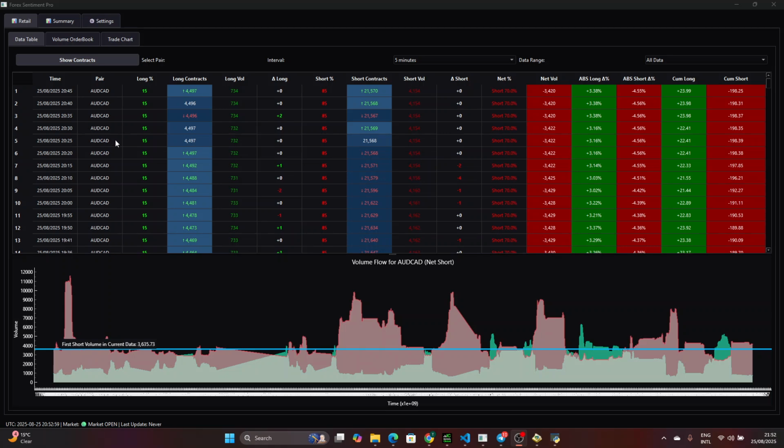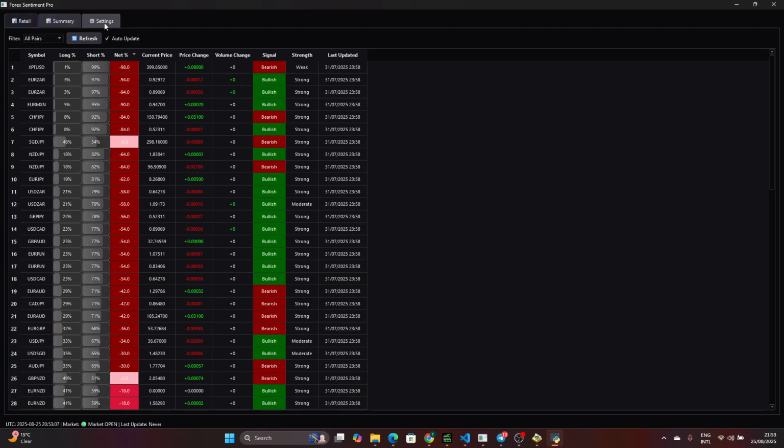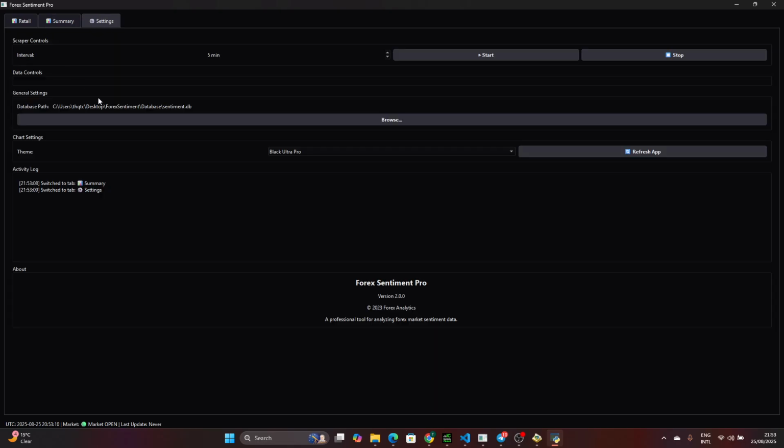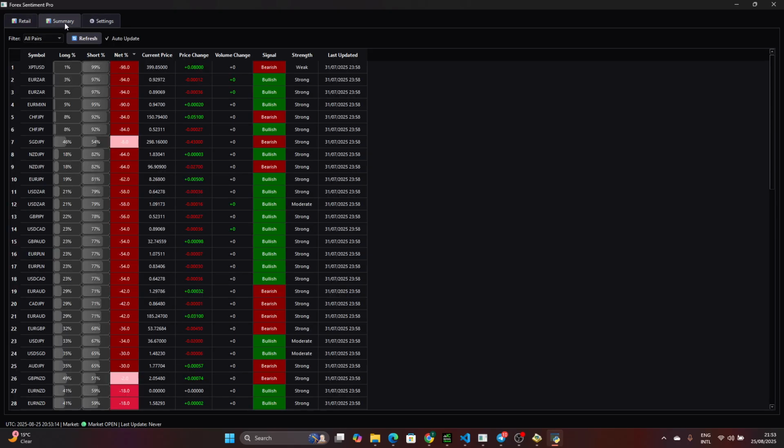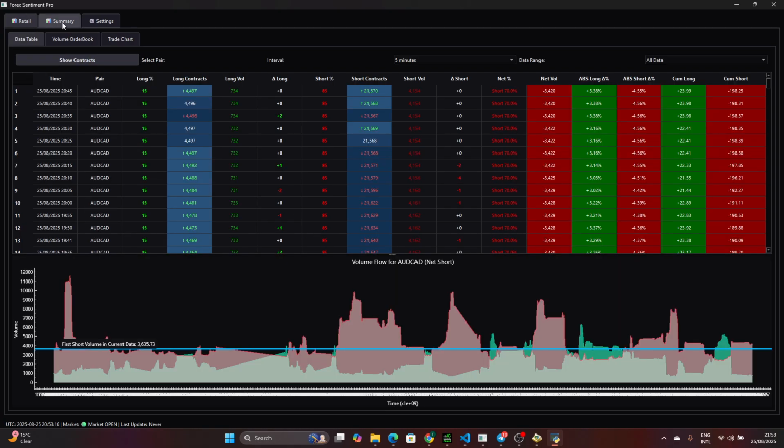Hello, 20 here. I'll try to briefly share the new update within the software, because it's a completely new software. In terms of the tabs, we have only three tabs now. We have settings, summary, and retail tabs.